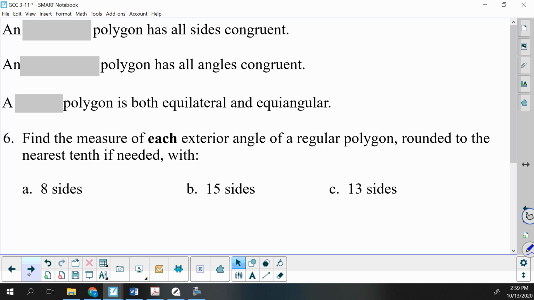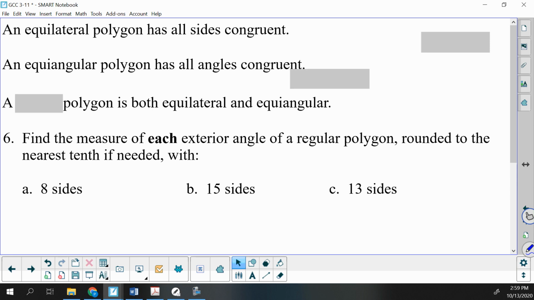All right, if we go down to the bottom, we have some blanks we're going to fill in. An equilateral polygon is one that has all sides congruent. So lats, like your lats on your body, are like your muscles on your sides. So equilateral means equal sides in a polygon. If a polygon has all angles congruent, we call it equiangular, or sometimes equiangular, depending how the person pronounces it. That just means all the angles are equal.